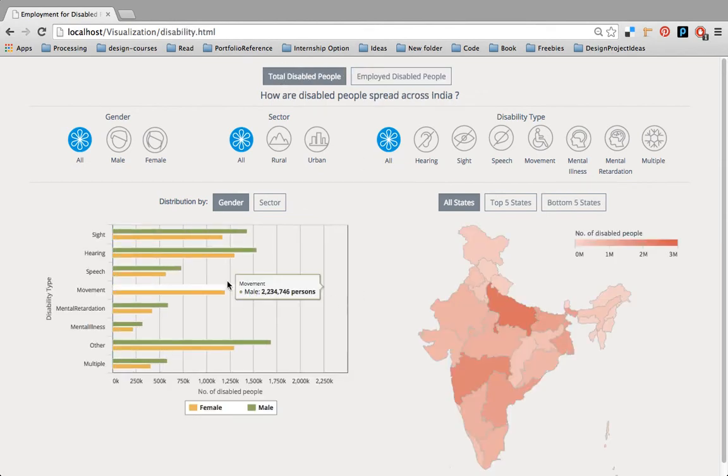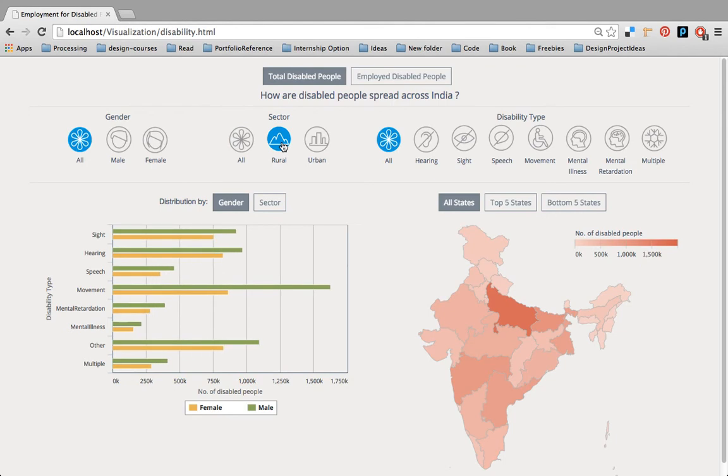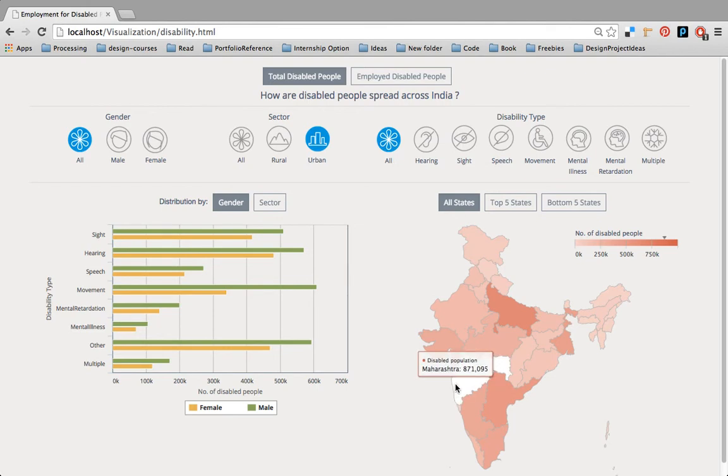So let's just play around with the data a bit to derive insights. If I want to understand how disabled people are spread across India for the rural sector, I select the filter rural here, and I see, okay, Uttar Pradesh is the state with the maximum number of disabled people. If I want to understand how disabled people are spread across urban India, okay, we have the maximum number of disabled people in Maharashtra.